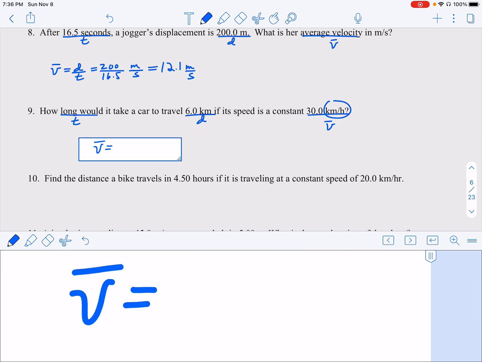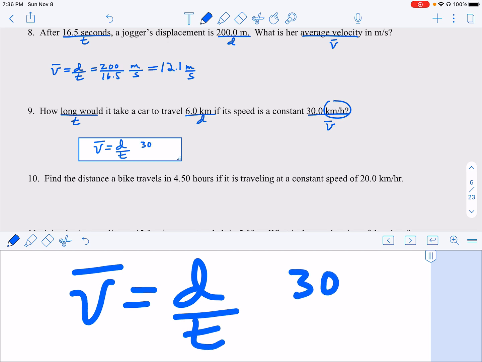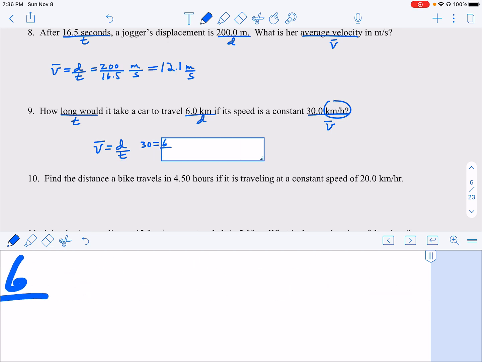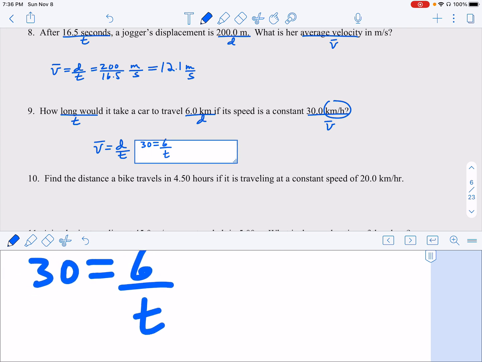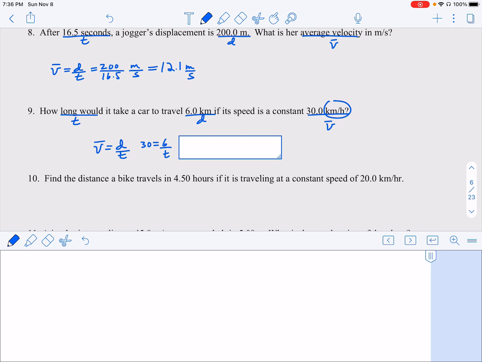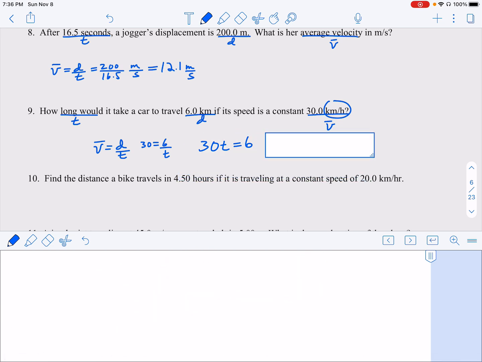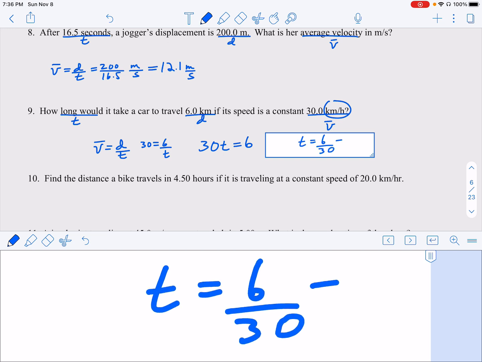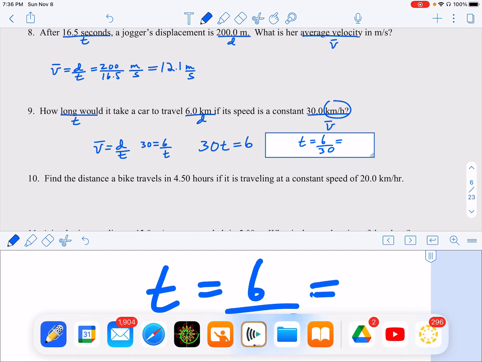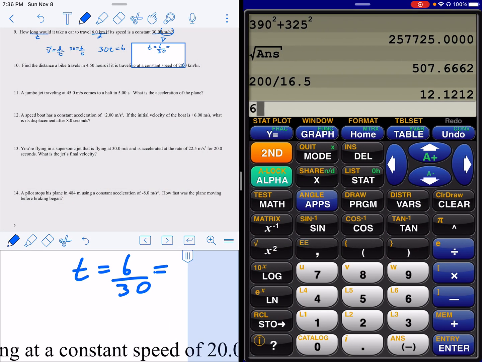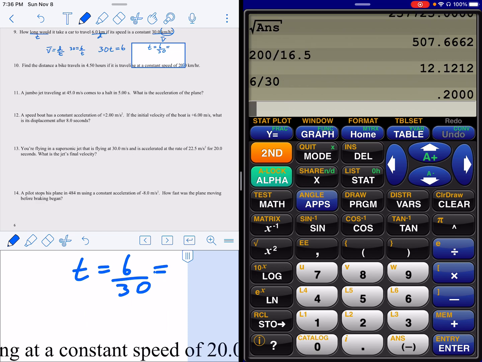So v equals d over t. And so 30 is my speed, equals displacement 6 over time. Remember, you cross multiply when you have fractions. So 30t equals 6. So divide both sides by 30. t equals 6 divided by 30. And let's find out what that is. 6 divided by 30, 0.20.